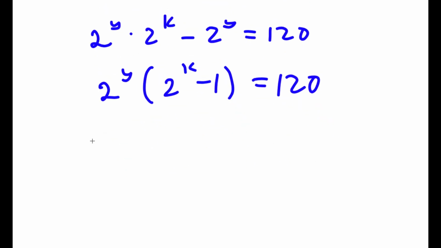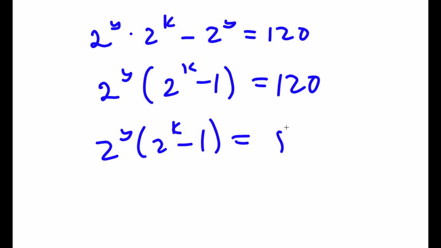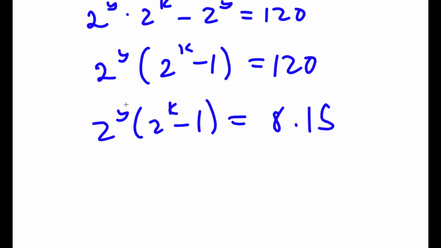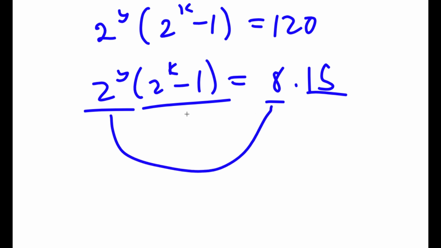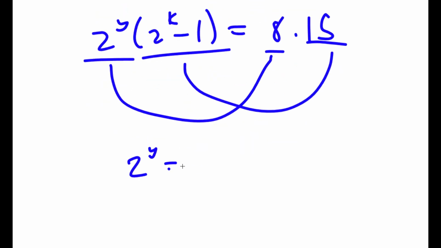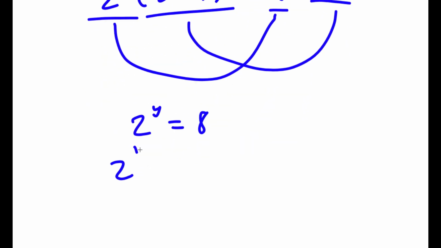Now 120 is the same thing as 8 times 15. And notice how we have an even number, 2^y, since 2 to the power of any number is even, times an odd number, because an even number minus 1 is going to be odd, is equal to an even number times an odd number, meaning these two even numbers are equal to each other and these two odd numbers are equal to each other. So we have 2^y is equal to 8, and 2^k minus 1 is equal to 15.